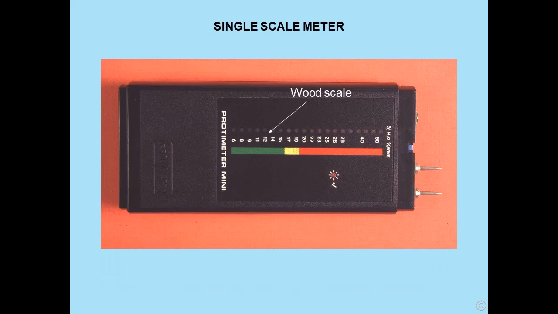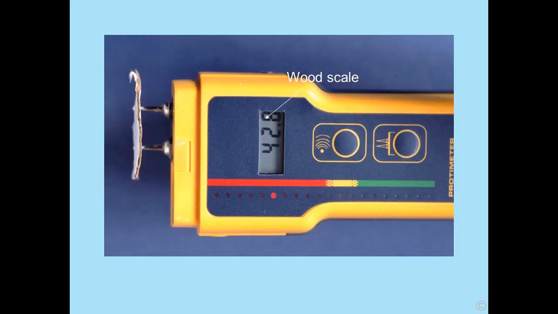Later meters, LED meters, single scale meter. There's the scale, and it's a wood scale. But we also get the pretty colours, green, yellow and red, to help us on masonry substrates. Again, the later meters are exactly the same. A timber scale, that's an LCD scale, and we have the pretty colours again to help us on a masonry substrate.